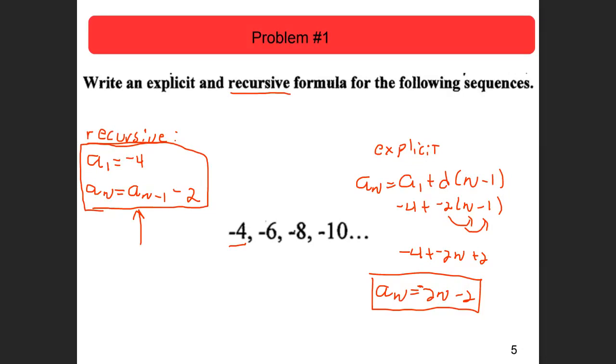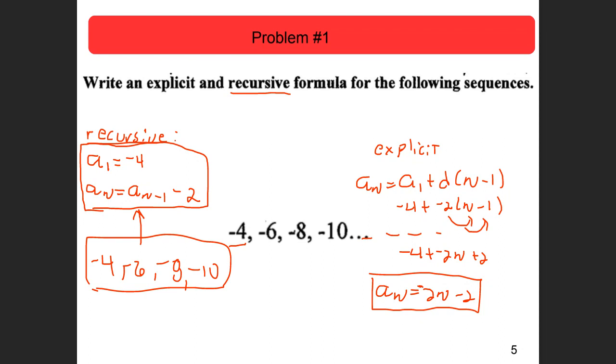For a recursive one, if I asked you to come up with the next couple terms, then yes, you would have to keep solving, but it doesn't ask you to do that. It just asks you, what is the formula for it? So that's all you have to do there. And it's just how far you go up. Correct. And in this one, we're subtracting 2 each time. So you've got negative 4, then you subtract 2, that gives you negative 6. Subtract 2 from that, you get negative 8. Subtract 2 from that, you get negative 10. So the recursive formula does work.